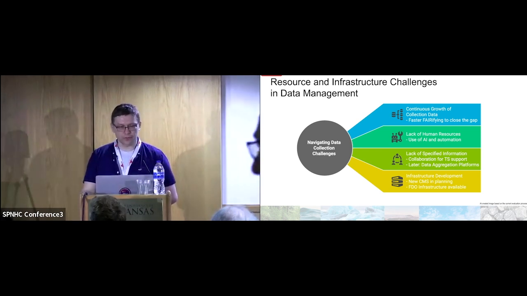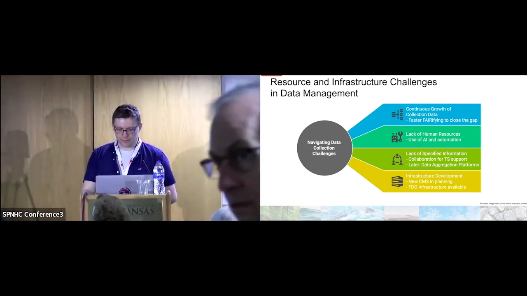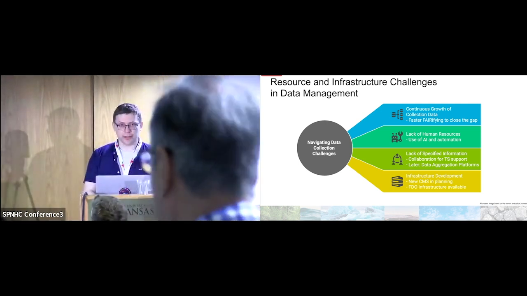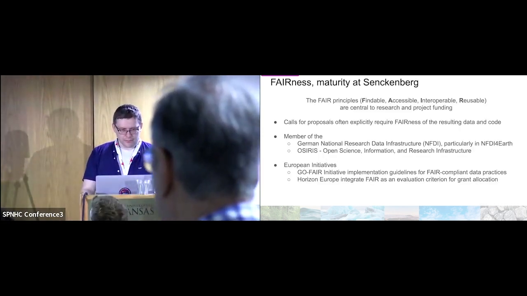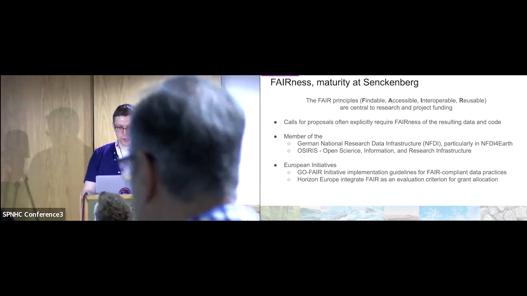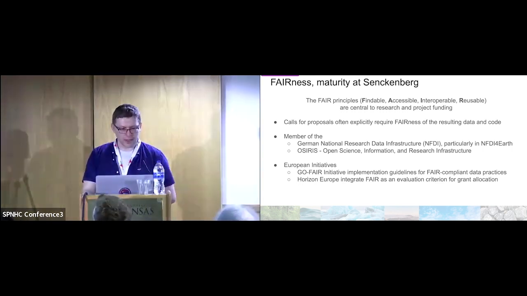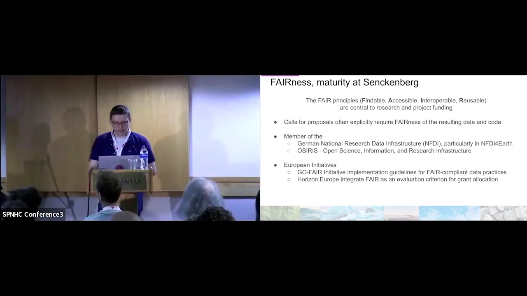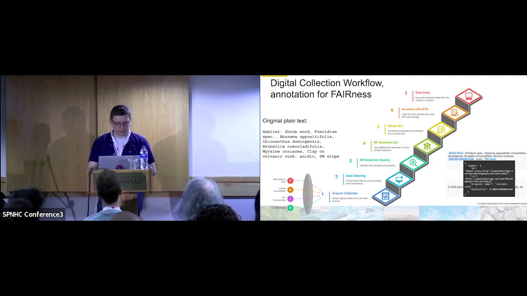Right. There are some infrastructures in development. Currently we are working on a new CMS, DINA, and some parts of the FDO, FAIR Digital Object infrastructures, are already available. But what about the fairness? The FAIR principles are central to research and project funding in Germany, in Europe, and if there is a proposal, often we have to require fairness of the resulting data of our codes. Also, we are a member of the German National Research Data Infrastructure. I think we can skip the rest because we don't have a lot of time.